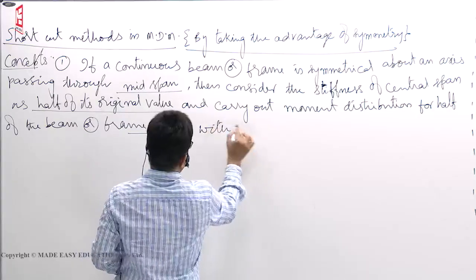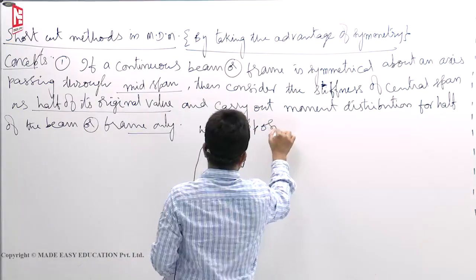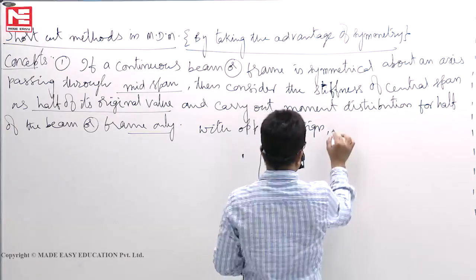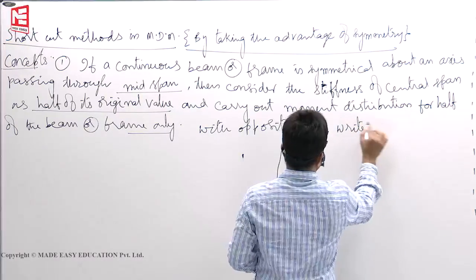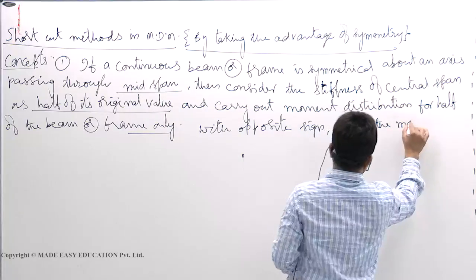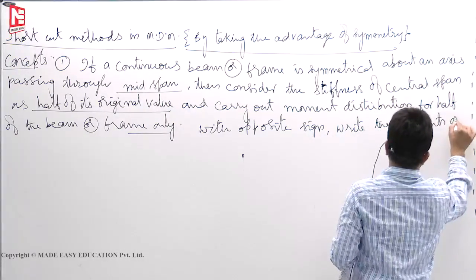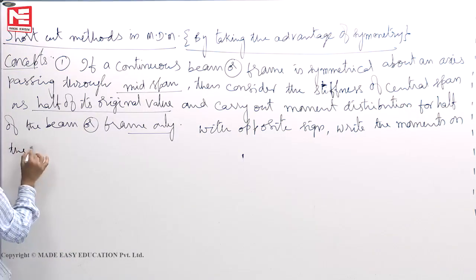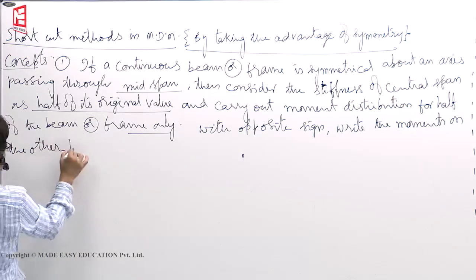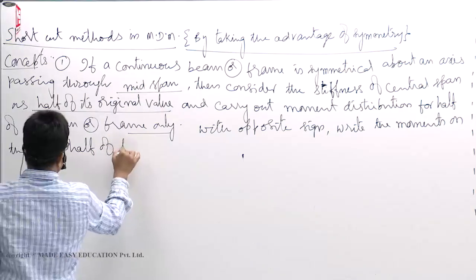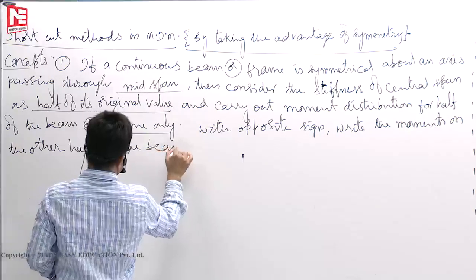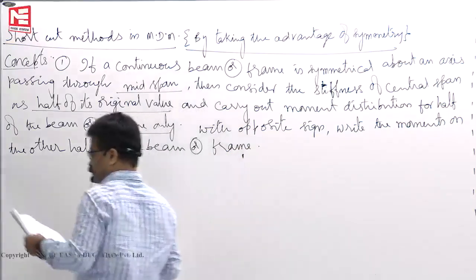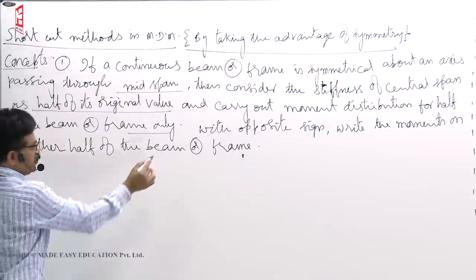Next, with opposite sign, write the moments on the other half of the beam or frame. Now, what is the meaning of this one?